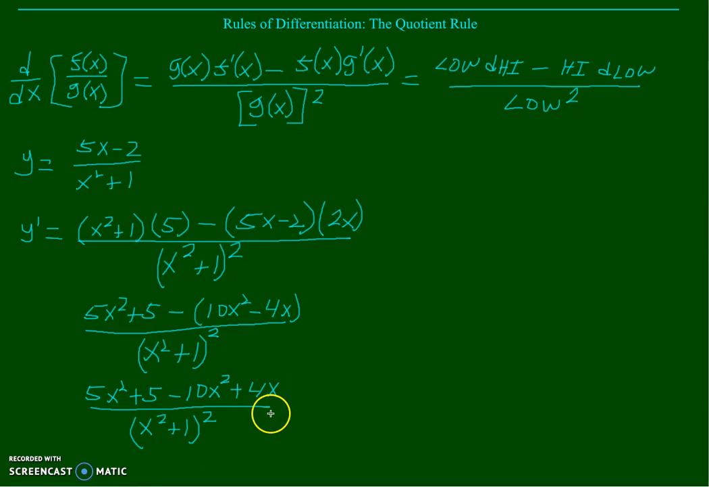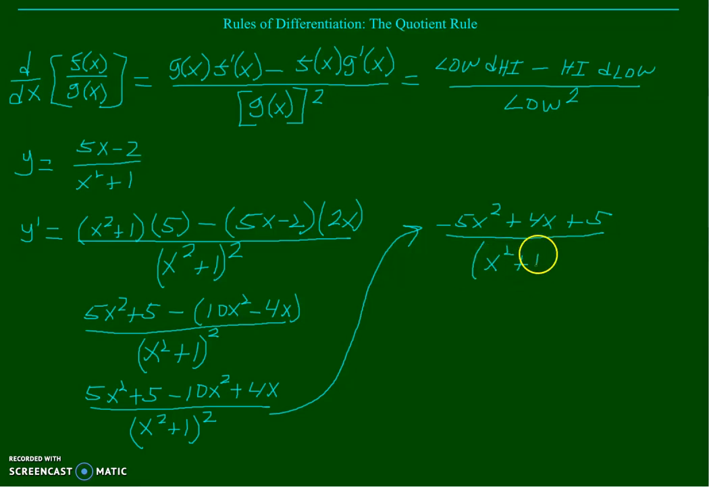squared. Let's take this on up over to here and simplify. So 5x squared minus 10x squared is negative 5x squared, and plus 4x plus 5. And that's over x squared plus 1 squared.